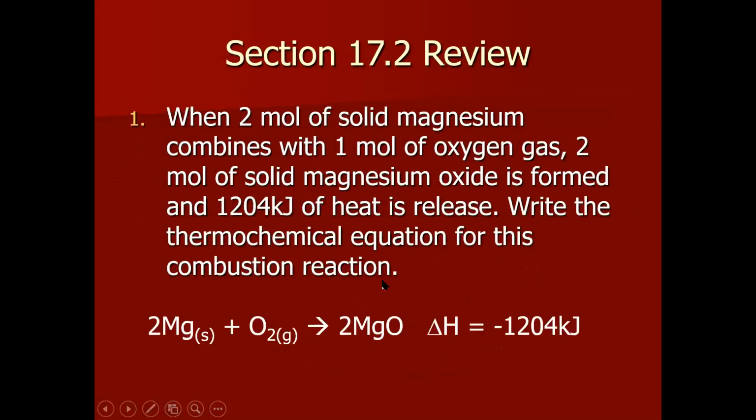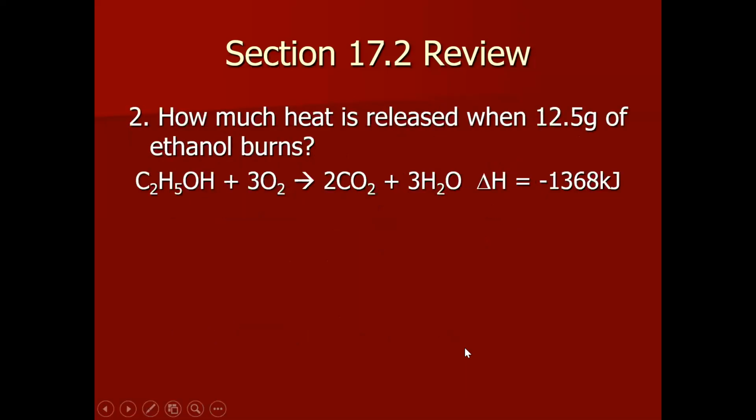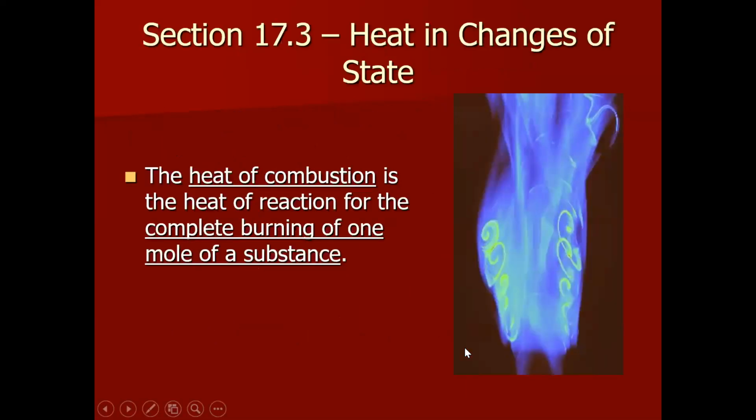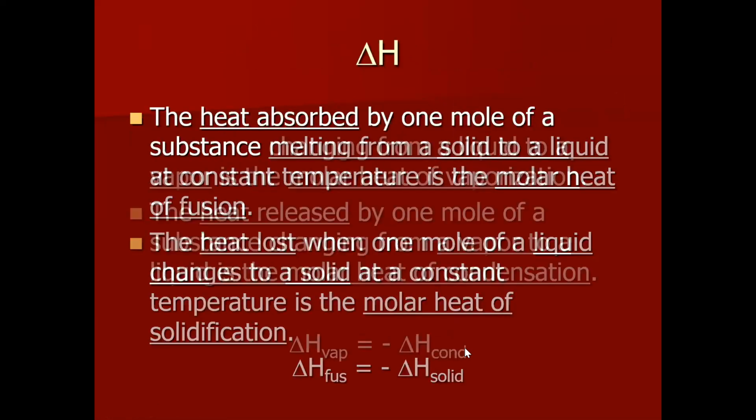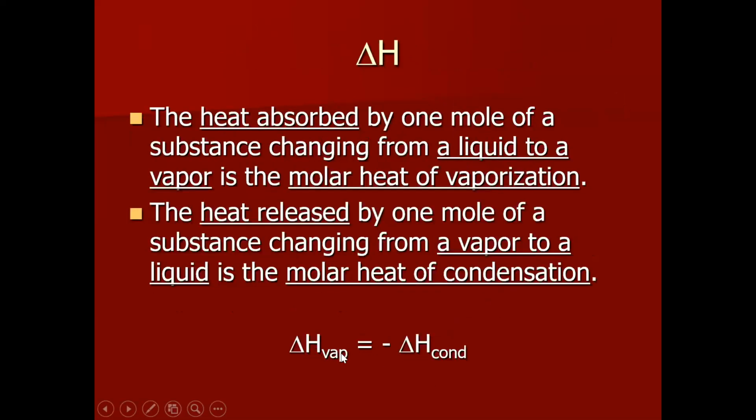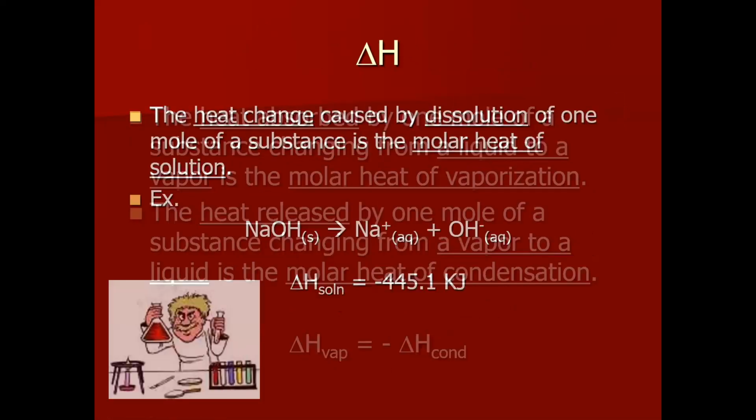Here is another example, minus 120.04 kilojoules, this much energy is absorbed, and therefore this is an endothermic reaction. These are the different types of heat changes which occur, and this is delta H of vaporization, minus delta H of condensation. That is one more that happens in heat reactions.